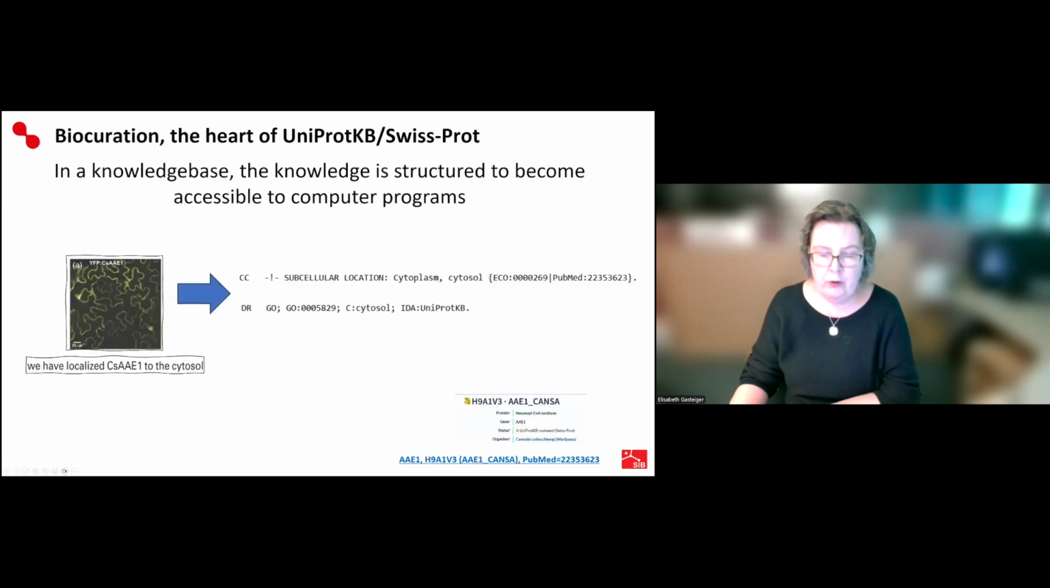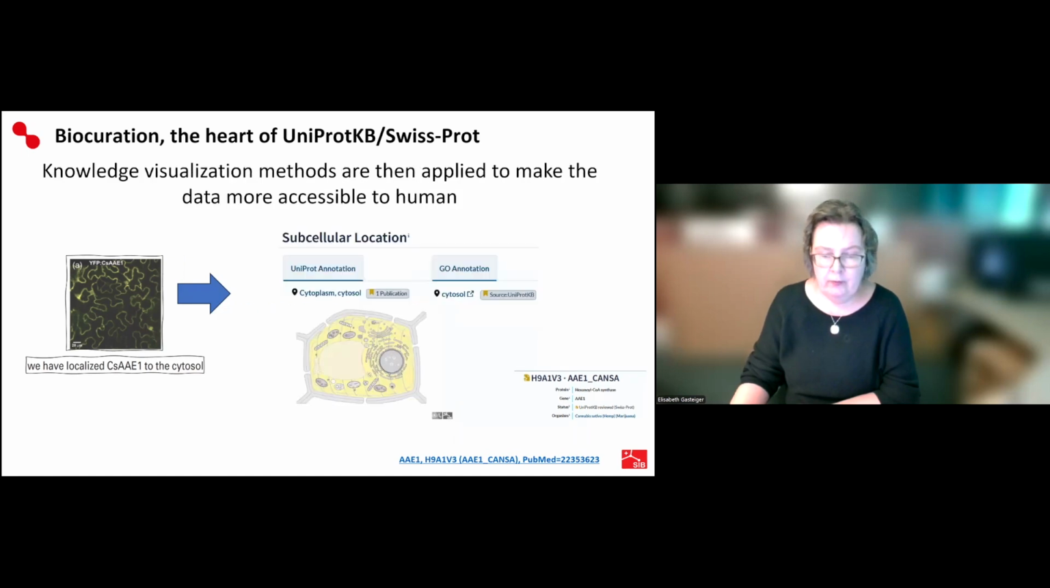After the function, we move on to the subcellular location, where the curator uses information from a figure and from the text in the publication to describe the subcellular location, using the in-house controlled vocabulary that I mentioned previously, and also by identifying a relevant GO term. Again, the source of the article, the PubMed ID, is provided. Here we see again how the knowledge is structured to become accessible to computer programs. And then again, some of these computer programs can be used to make the data more accessible to humans.